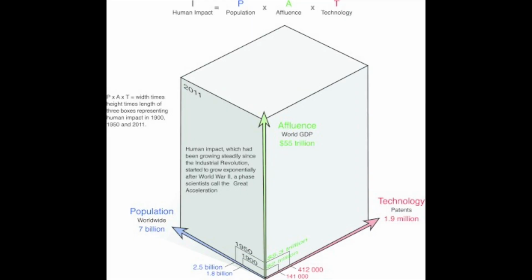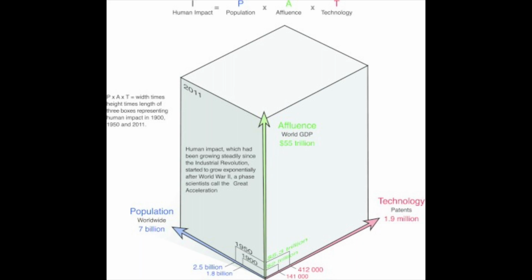So now analyze the volume box that is presented, showing the overall impact, and the three axes represent the drivers of the IPAT, right? The enormous increase in the volume of the box from 1950 to 2011, relative to the 1900 to 1950 period, shows the Great Acceleration.